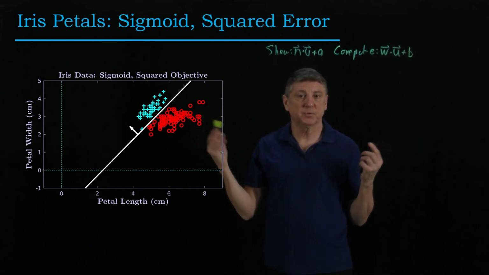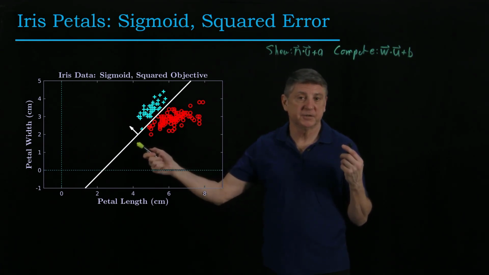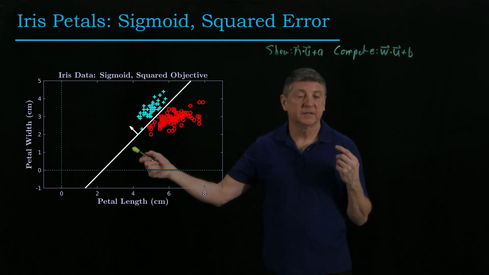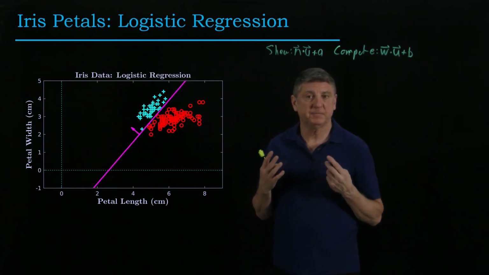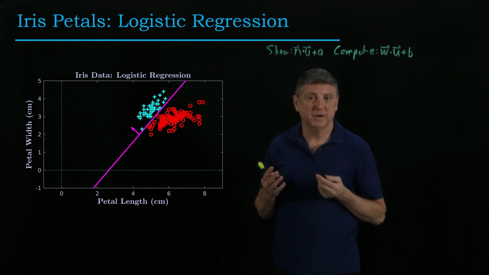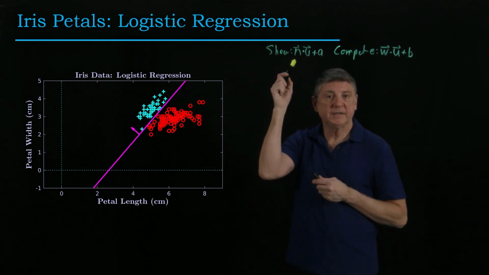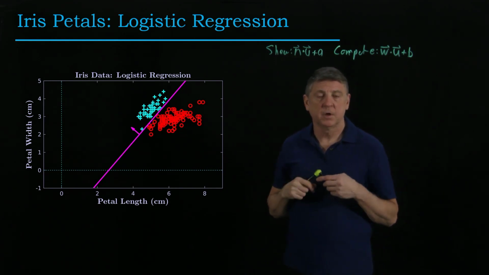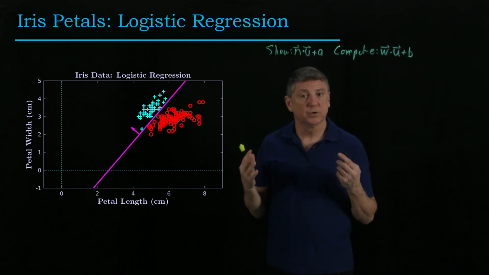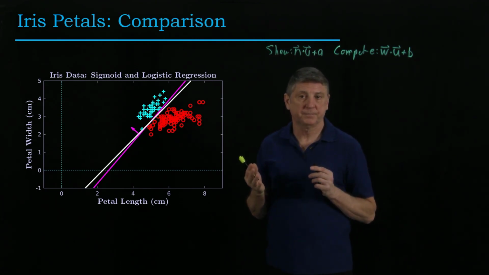So this is what happens when I perform my numerical simulation to find the separating hyperplane. If I use MATLAB's GLM fit function, it will do logistic regression. And in this case, what I'm doing is showing you its unit normal and the associated bias term. What's the difference between these? Well, they're both separating the data, and they're doing it in a very slightly different way.